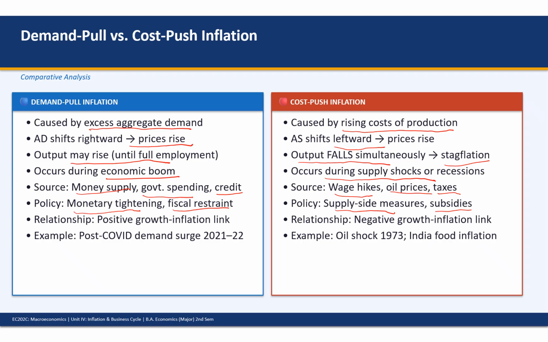So the two theories differ in cause, effect, and remedy. Demand pull inflation comes from too much spending, while cost push inflation comes from the rising cost of production. One is demand driven, another one is supply driven. One may raise the output for a certain point of time, while the other reduces the output and creates stagflation.